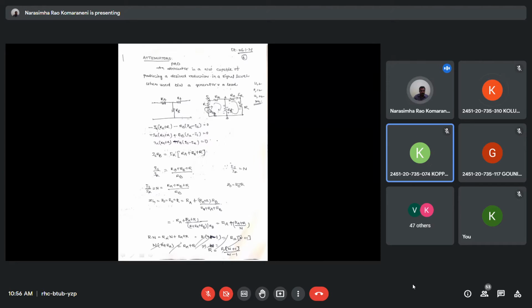Symmetrical, sir. Symmetrical network. Okay. Here, if you see, in the series arms both are the same, RA and RA. Series branch elements are the same, so it is a symmetrical attenuator. And is it a T-type attenuator or a Pi-type attenuator? T-type attenuator. Right.